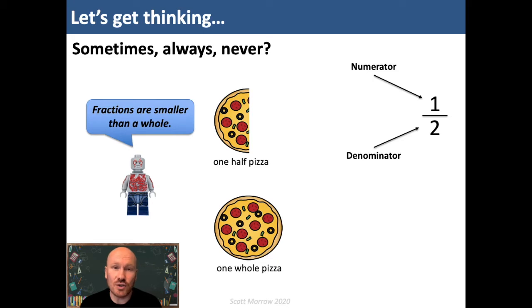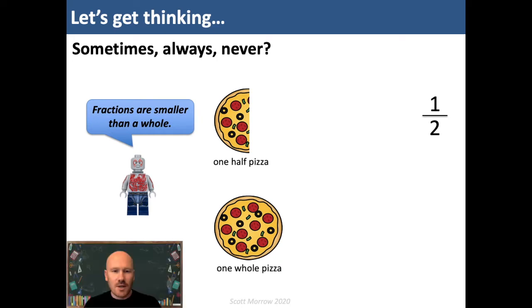So here the 2 tells us that we're dealing with halves, whereas the 1 tells us that we've only got one of those halves. Now we can see that in this case 1/2 pizza is smaller than 1 whole pizza, so surely we can say that it's always true. Fractions are always smaller than a whole.